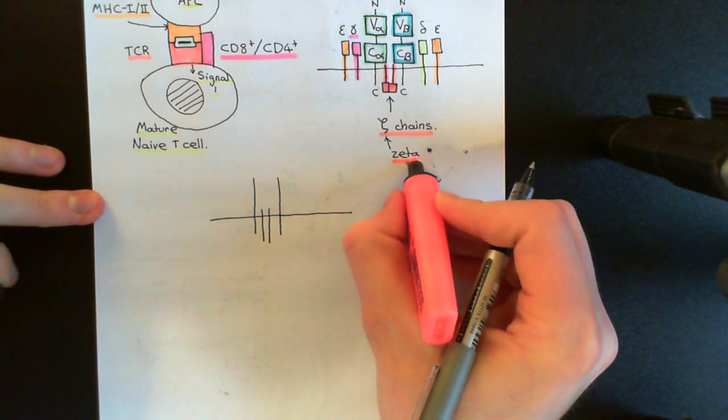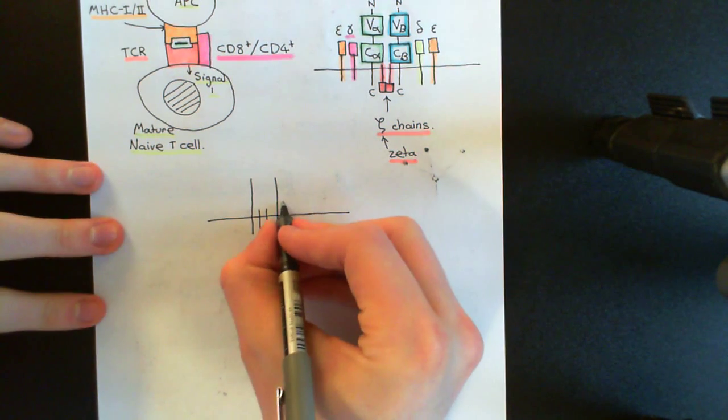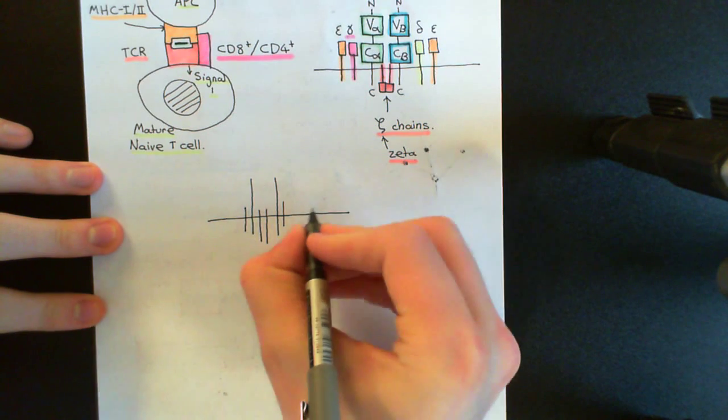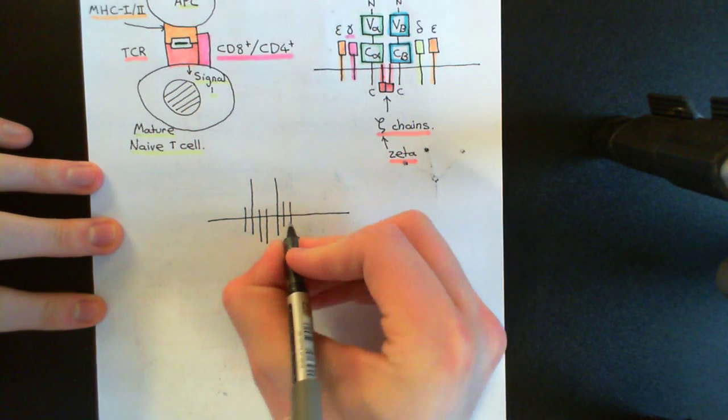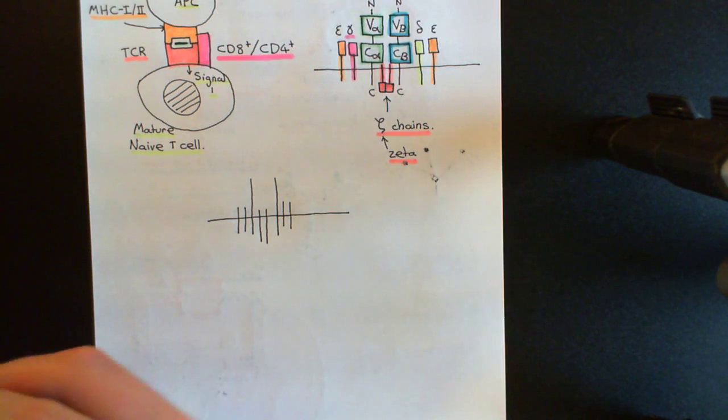That's the Greek letter zeta. Okay, so these are the zeta chains, and then on the side we'll have the gamma and delta chains, and then here are the epsilon chains, like so. So I'll just colour code it in again.